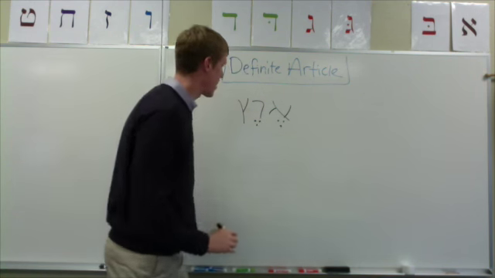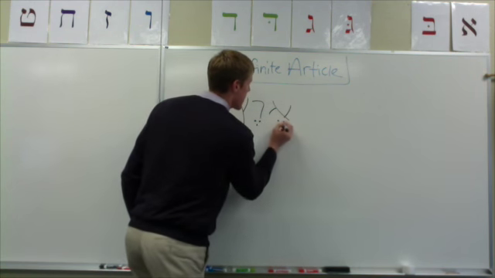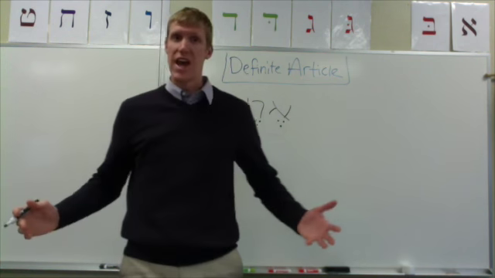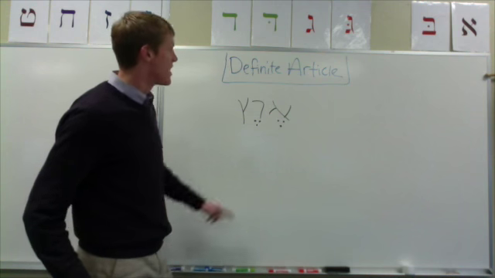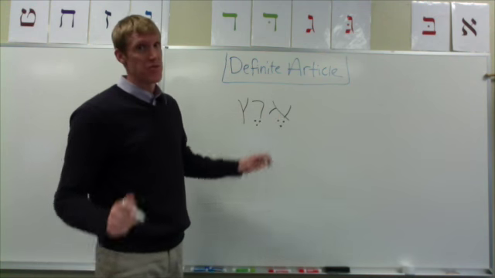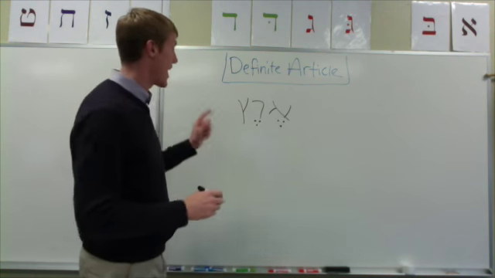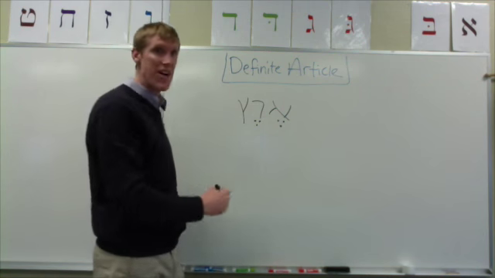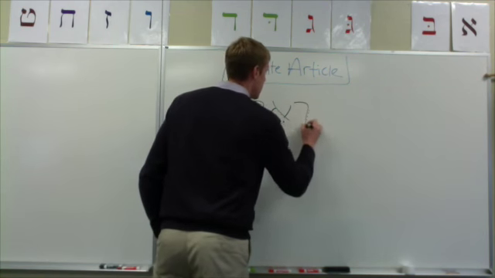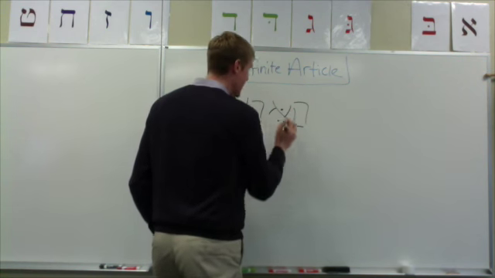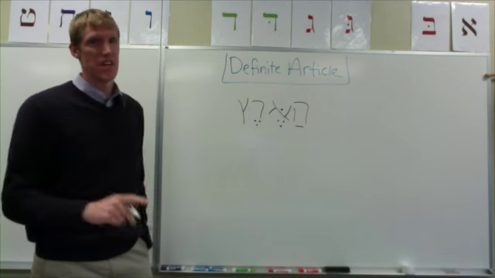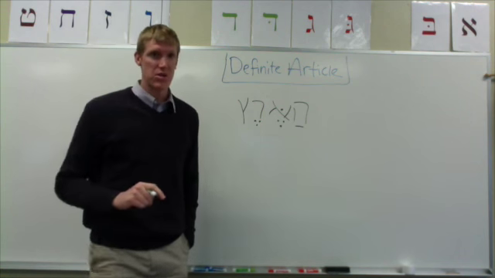Nice, segolit noun. Eretz is the word land or earth or region. Its first letter is an aleph, which is a guttural. So if you add the definite article to eretz, hey, patach, dagesh, the aleph says, don't give me your dagesh.